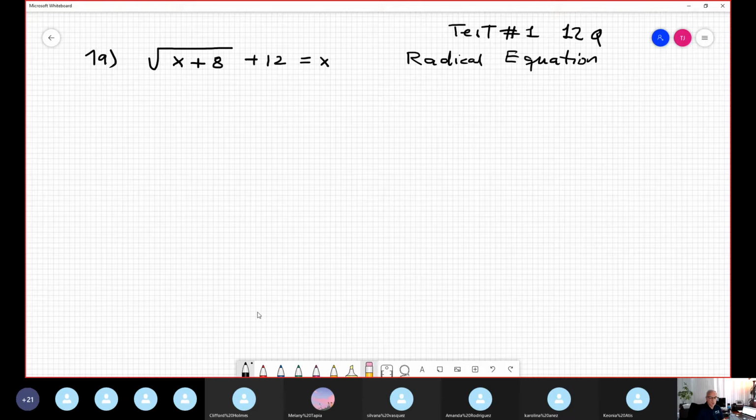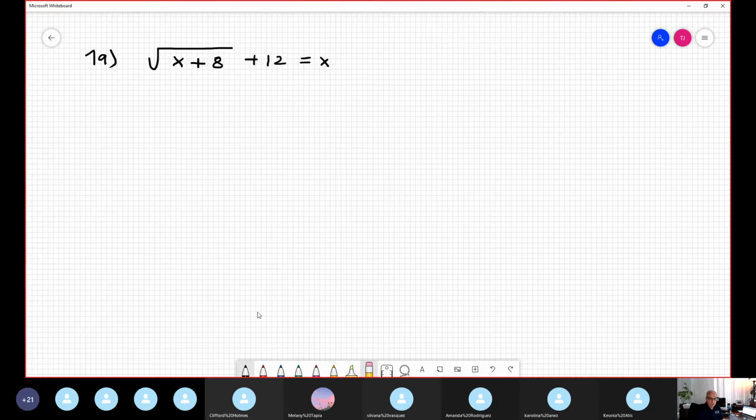Okay, what should I do? It's always the same. Don't touch the original. Why not? Because it's important to check the potential solution in the original. It's extremely important. It's mandatory. If you don't check it, you have no full credit in this question.